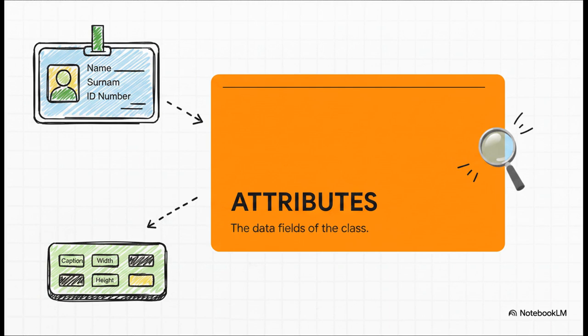So what makes those two buttons different from each other? Their attributes. Attributes are just the data fields of an object. For an ID card, the attributes are things like name and ID number. For your button 1 object, the attributes are all those things you can change in the object inspector, like its caption, its width, its height. They're simply the properties of the object.